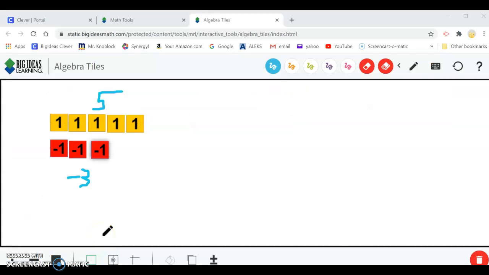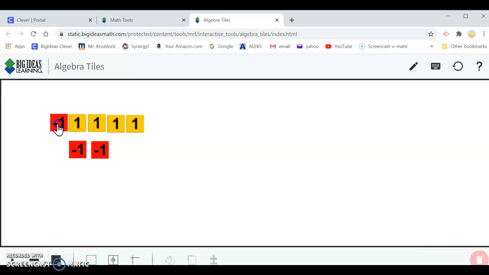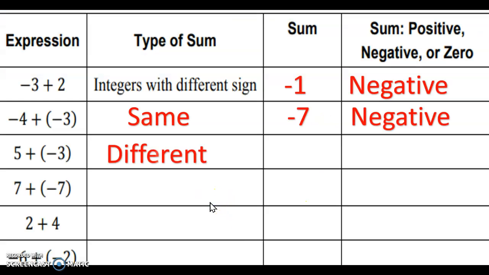So here's my model of positive 5 plus negative 3. Since they have different signs, I would end up putting them on top of each other, canceling them out, and what are we left with? We are left with positive 2. So they have different signs, positive 2, and it's positive.